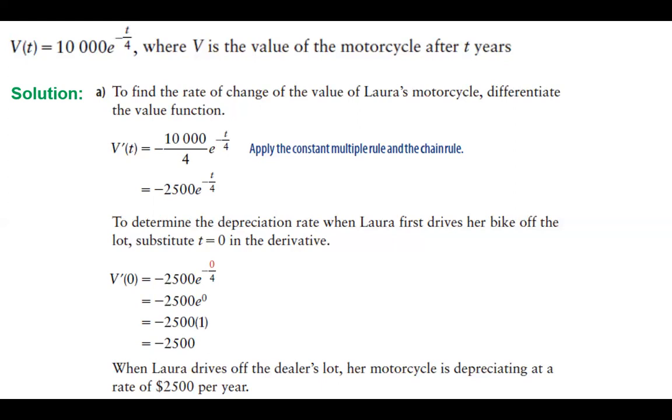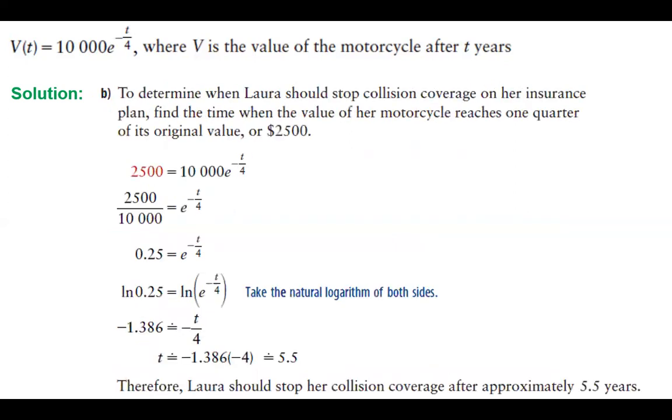Any questions? No? Okay, then let's consider question B. To determine when Laura should stop collision coverage on her insurance plan, find the time when the value of her motorcycle reaches 1/4 of its initial value, 2,500. So we can let 2,500 equal V(t), right? Which means 2,500 equals 10,000 times e to the power of negative t over 4. So we need to solve for t, right?